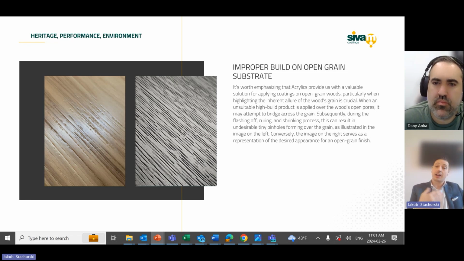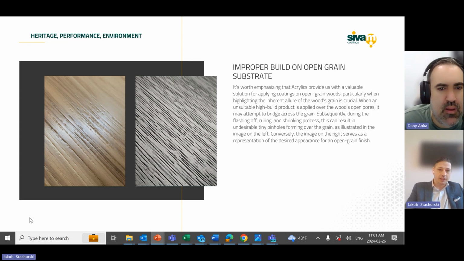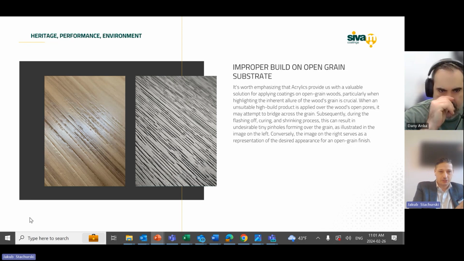So if you use a high build polyurethane on an open grain wood, but you're not really going for the full fill look, you're just doing a seal coat and top coat, you will typically have bridging, as you see in the left picture, of the grain. It looks sort of filled, but as it's curing and evaporating solvents, it pops these little pinholes. So the grain doesn't really look that attractive.